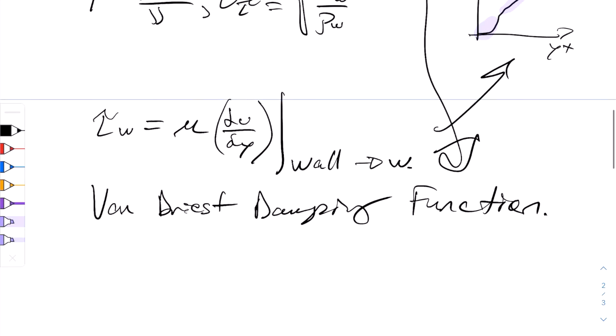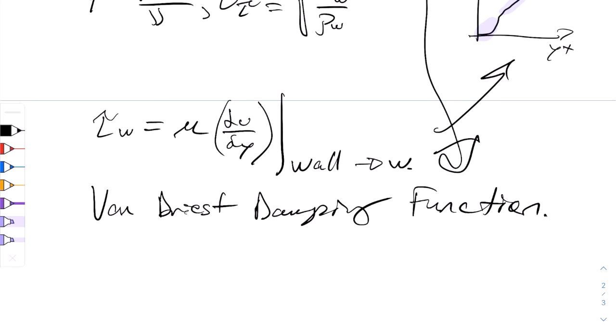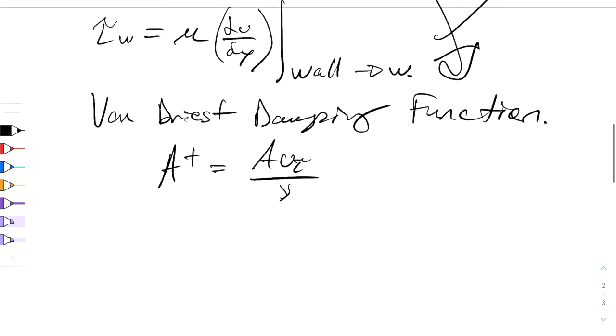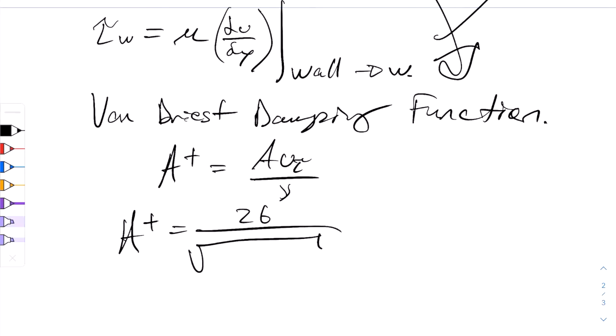But we still need a plus. The so-called Van Driest damping function is a plus equals a u tau all over nu, viscosity. And you can see it only depends on the streamwise pressure gradient according to the following equation: 26 all over the square root of 1 minus 11.8 times P plus. We'll say that this equation is 30.